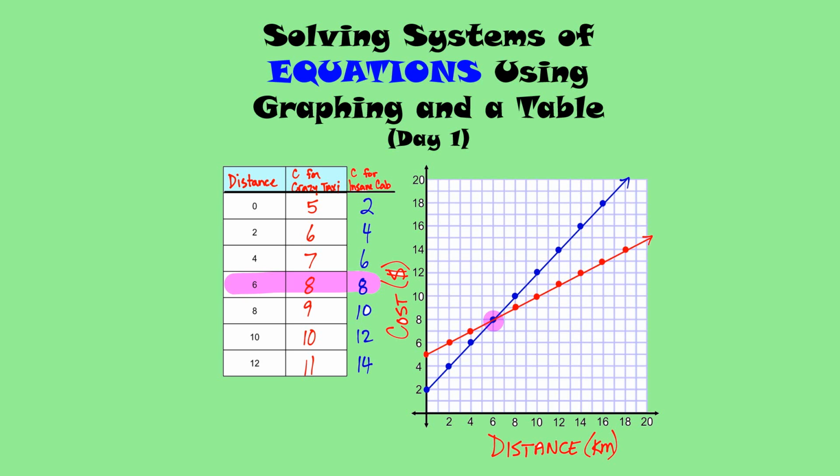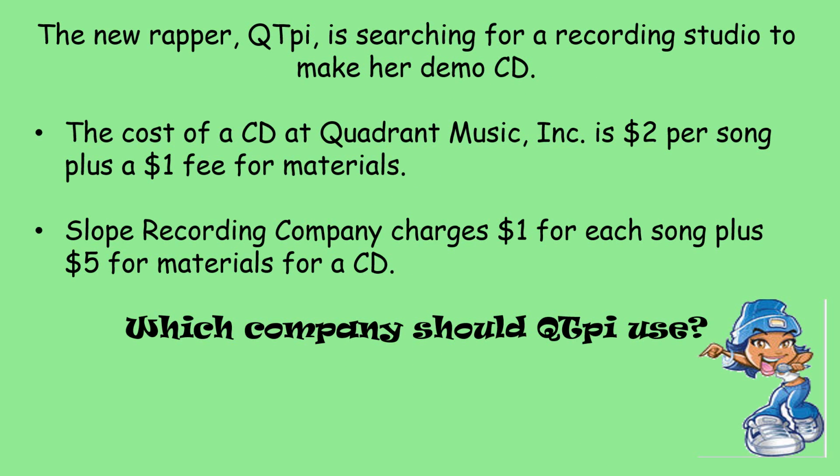Alright, so we're looking at solving systems of equations using graphing and a table today. The new rapper Cutie Pie is searching for a recording studio to make her demo CD. The cost of a CD at Quadrant Music Incorporated is $2 per song, plus a $1 fee for materials. Slope Recording Company charges $1 for each song, plus $5 for materials for a CD. Which company should Cutie Pie use?